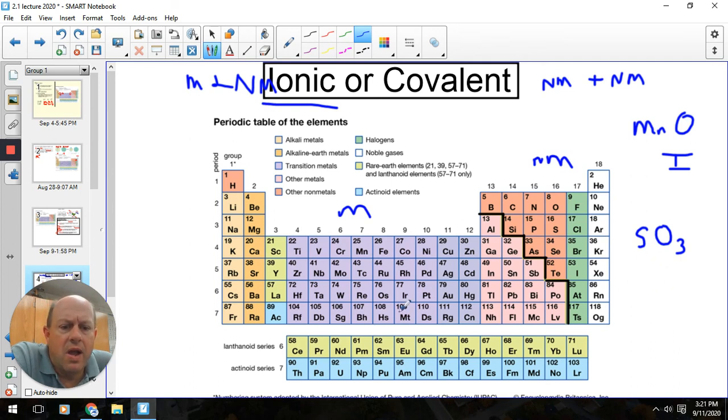Okay, so ionic or covalent. There's other kinds of bonds like metallic bonds, but we won't really talk about them in this section in biology.